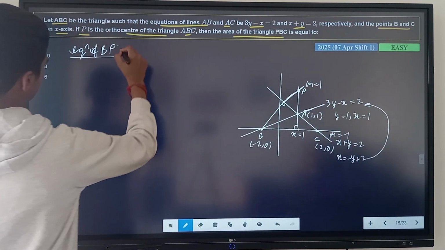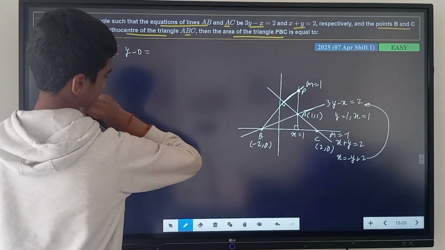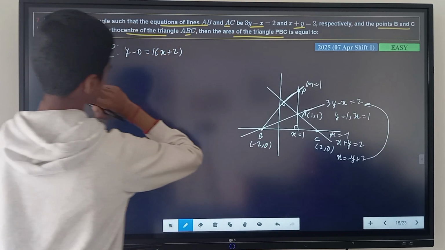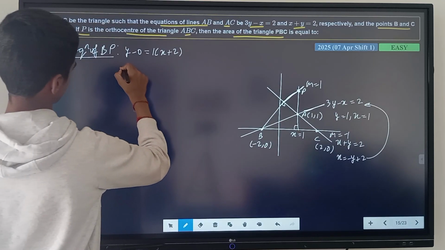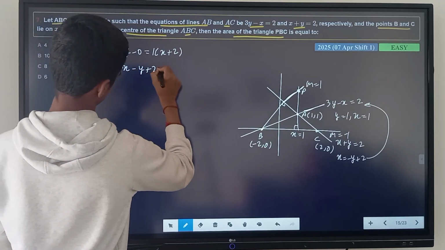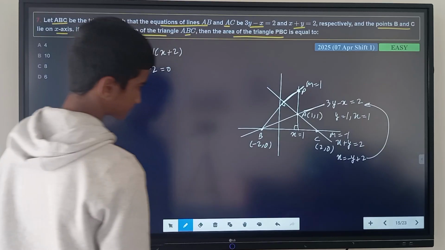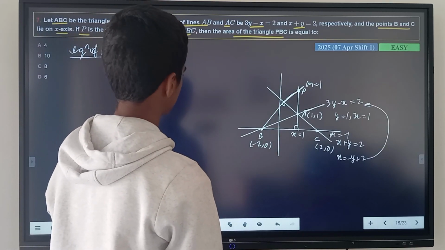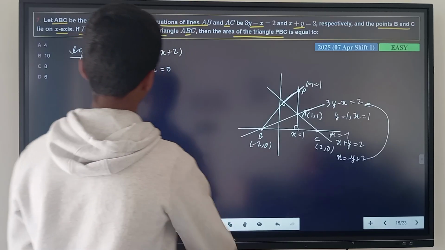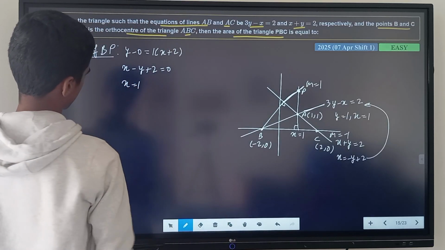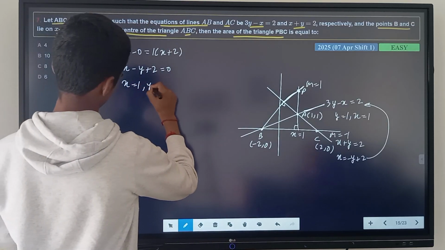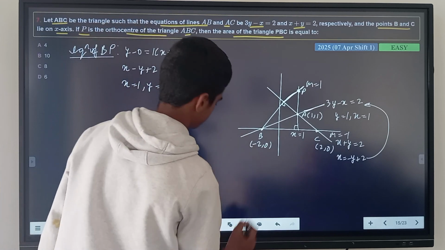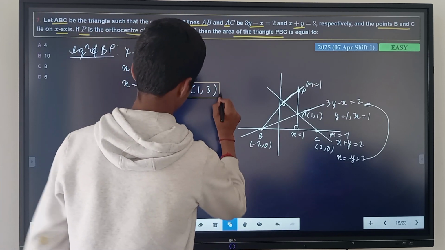From here we will get y minus 0 is equal to 1x plus 2. So from here we will get x minus y plus 2 is equal to 0. When our x is equal to 1, our y will be equal to 3. From here, point B is (1, 3).